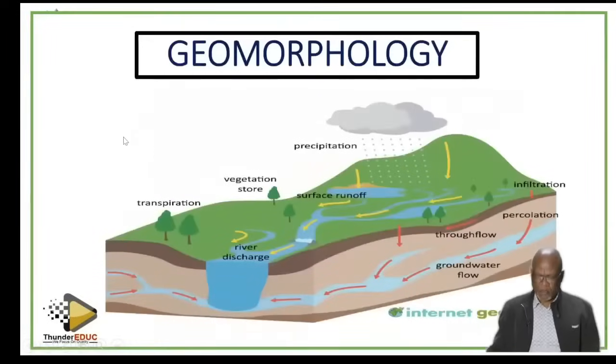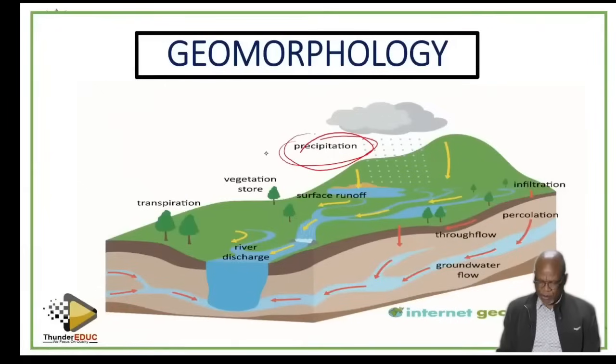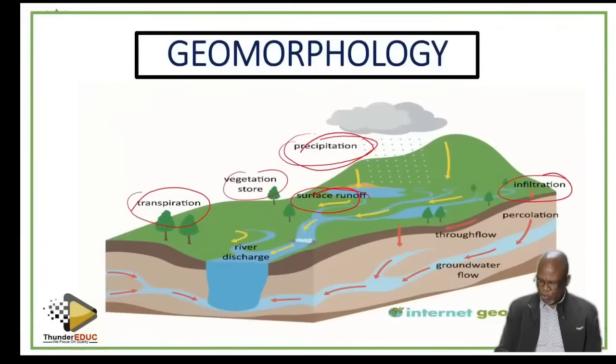Now, let's quickly run to geomorphology questions and see what questions we have here. Okay, in the introduction to geomorphology, we simply have what we call the water cycle. You can see precipitation is there, and you must know how to define precipitation. And then vegetation, you have transpiration, you have surface runoff, you have infiltration. Infiltration is simply referring to the absorption of water by the surface. And that's your percolation of water there.